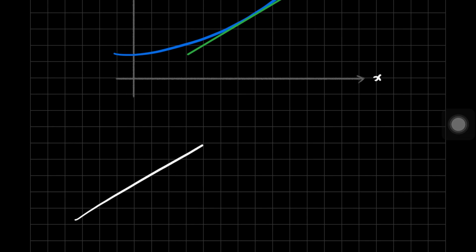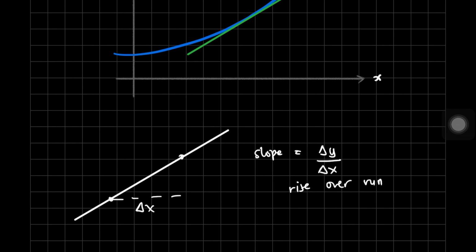Say for example, we have a given line here, and we're going to determine the slope of this line. The slope of this line is equal to the change in y over the change in x, or what we call rise over run. If we pick two points on the line, we have here the change in x and the change in y. The ratio of delta y and delta x is the slope of this line.